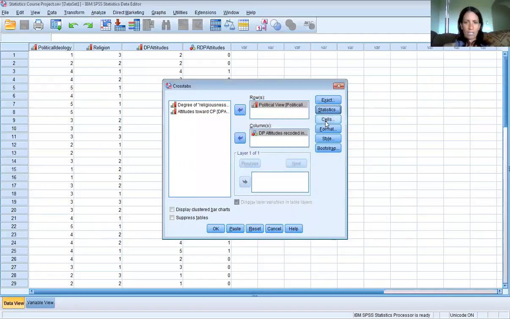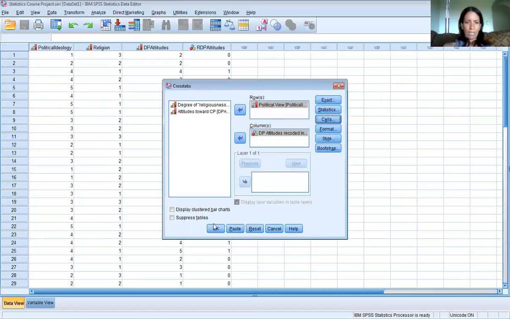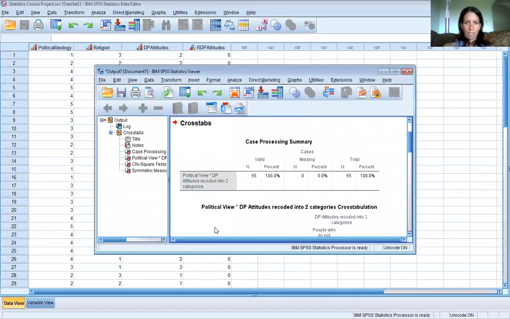You're going to click continue. Then you're going to go into cells. Leave the observed checked. You're going to click row, column, total. And you're going to click continue, and then you're going to click OK.